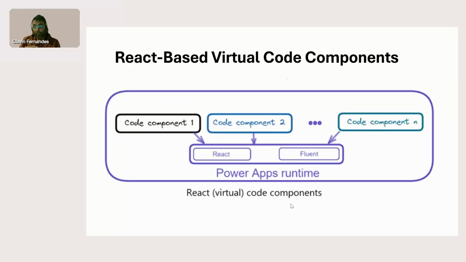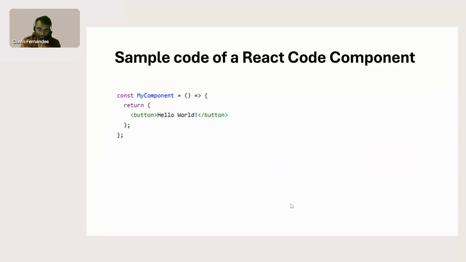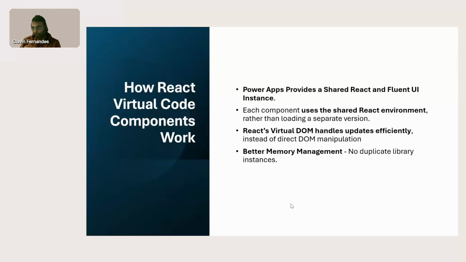This is how the new React component looks. React and Fluent UI are being shared between the components. They are more performant. They run quickly and you write less code. If you know React, you know that React will help you write much less code if you're using a functional component, right? So what is this React component made up of?